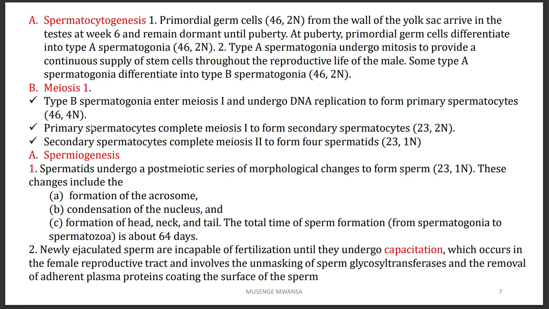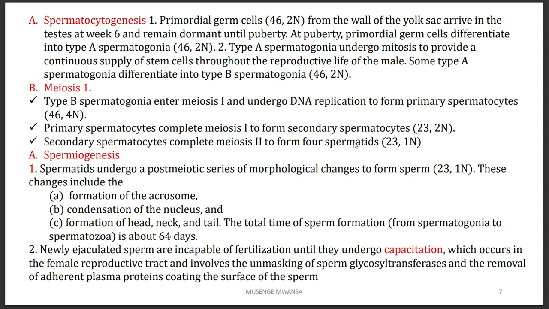Meiosis is going to happen. Now, what happens in meiosis is that type B spermatogonia is going to undergo replication, and they are going to form primary spermatocytes, 46 and 4N because of replication. And then the primary spermatocytes are going to complete meiosis 1 to form the secondary spermatocytes, 23 and 2N. The secondary spermatocytes are going to complete meiosis 2 to form spermatids, just like the ootids, that is 23 and 1N.